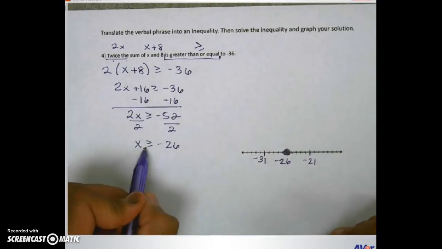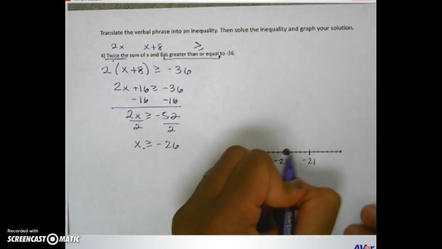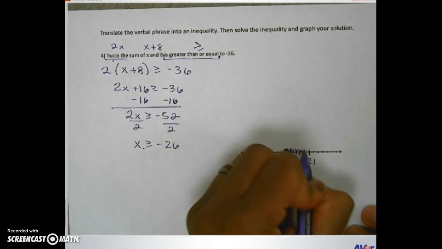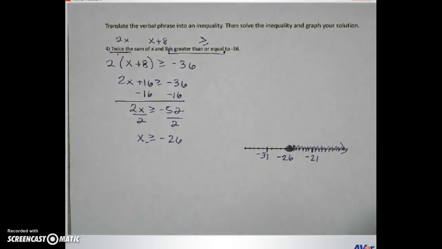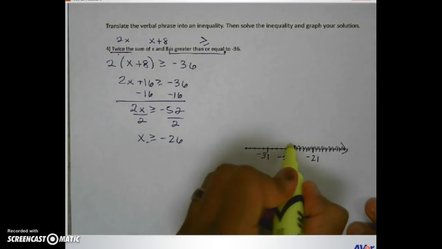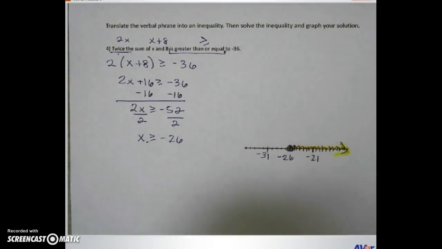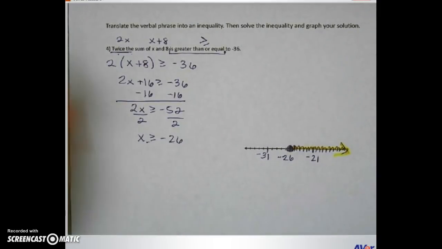And then it's everything greater than negative 26. So that's everything greater than, to the right, one more time. There you go. And if you can't see it, this is not a bad lesson to go ahead and have a highlighter so you can highlight your answer. Like it, love it, great.